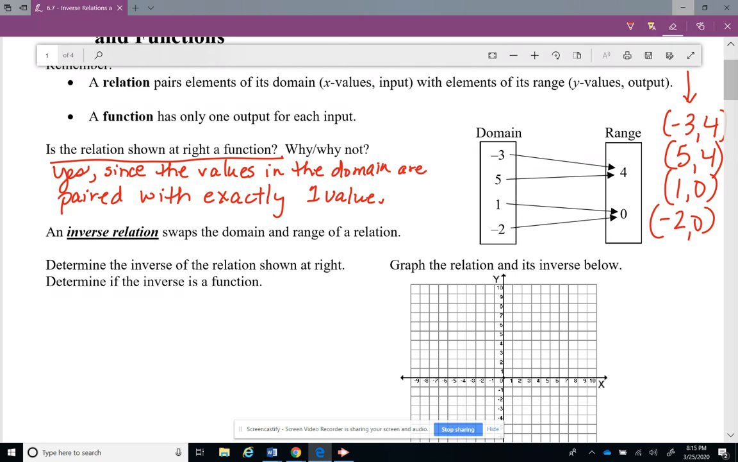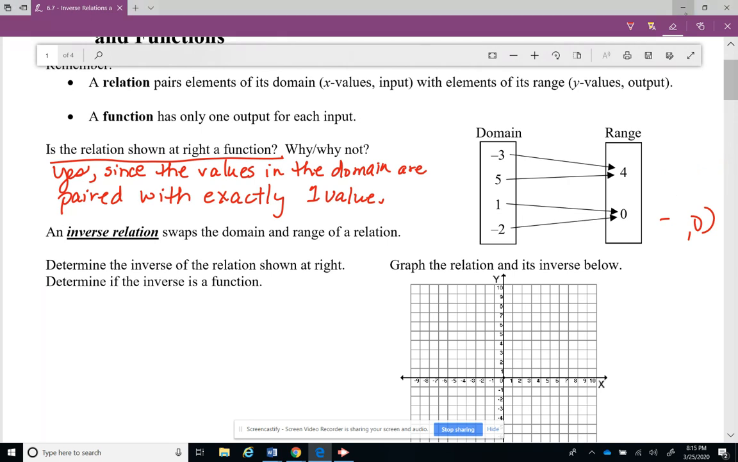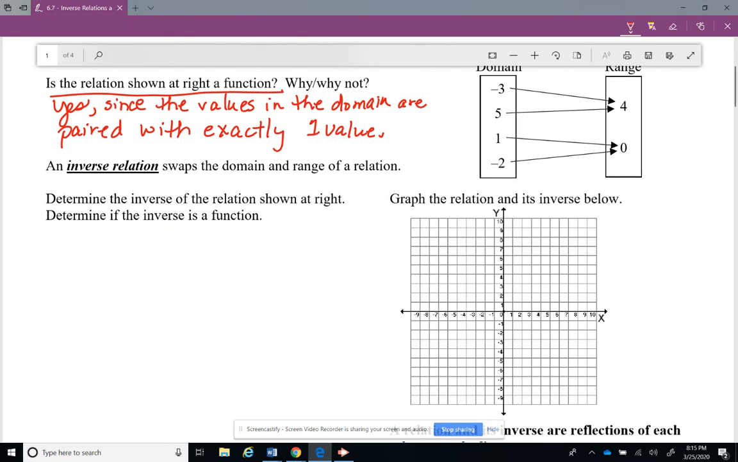Another way that you've learned in the past to tell if it was a function is if you had graphed them and you saw that it passed the vertical line test. So let's go ahead and graph these right now. We're going to graph these in red. All right, so -3, 4. Go ahead and graph these while I'm graphing them. 5, 4, 1, 0, and -2, 0. All right, so I'm going to call this f of x. That's going to be what we just graphed. So f of x is what I'm doing in red. All right, so that's the function.